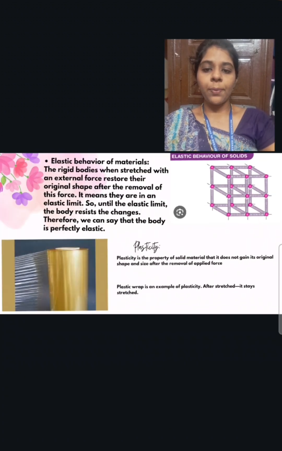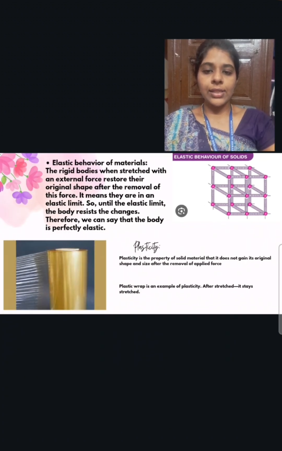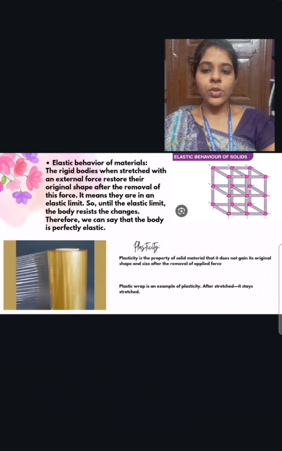Now let's see about plasticity and elasticity. Elastic behavior of materials: rigid bodies, when stretched with an external force, restore their original shape after the removal of this force. It means they are within the elastic limit. So until the elastic limit, the body resists the changes. Therefore, we can say that the body is perfectly elastic.